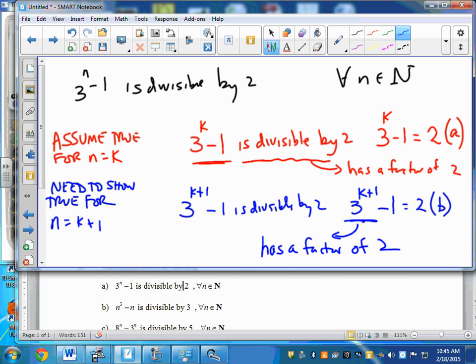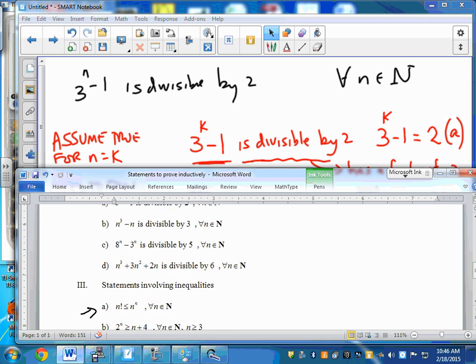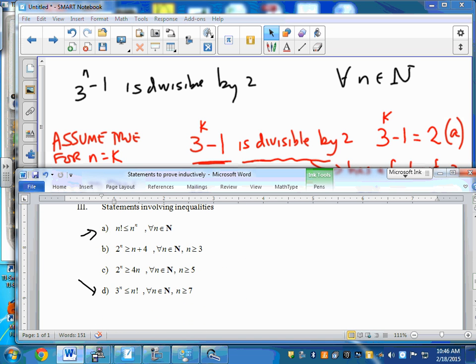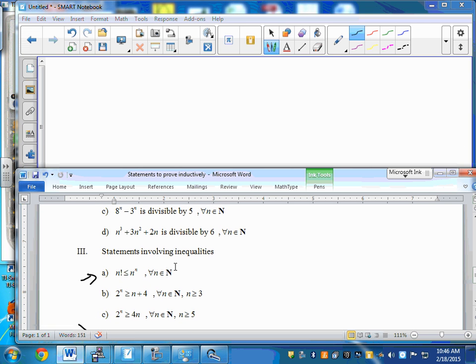Okay, so that would be for all divisibility proofs. And you can sort of try any one of these. We'll post all these answers over the next day or 2 or 3, depending when we come back to school. Let's look at a statement involving inequalities. Okay, so again, we're doing this part 2 of the induction template.